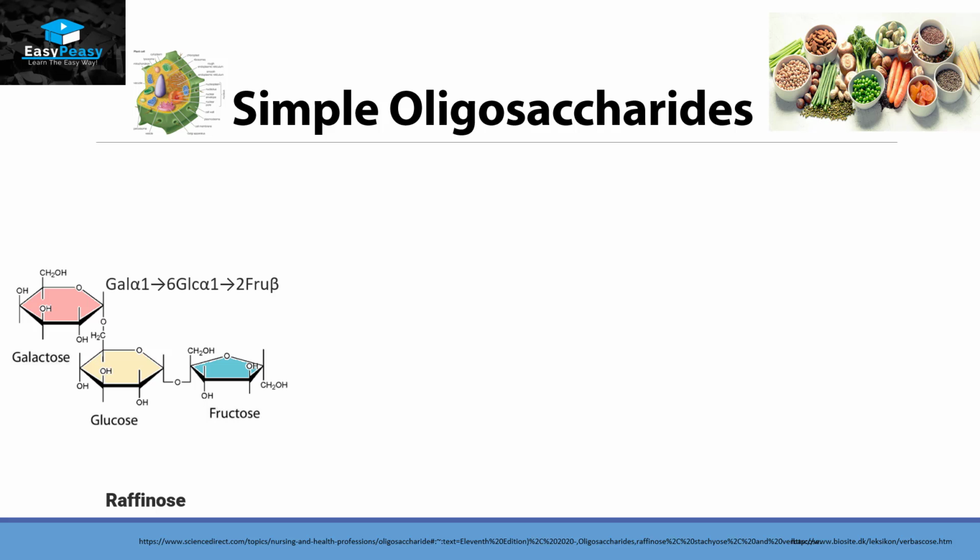For example, if we talk about raffinose, raffinose is a compound in which we have 3 monosaccharides attached with each other. In this compound, we have alpha galactose, alpha glucose, and beta fructose. The numbering 1-6, 1-2 is telling us that carbon number 1 of alpha galactose is going to make a glycosidic bond with carbon number 6 of alpha glucose. And carbon number 1 of alpha glucose will make a glycosidic bond with carbon number 2 of beta fructose there. Now, this compound has 3 monosaccharides in it, so it will be called a trisaccharide.